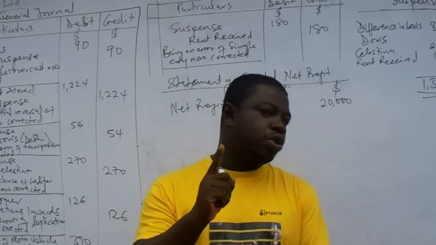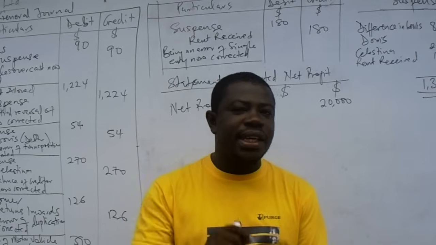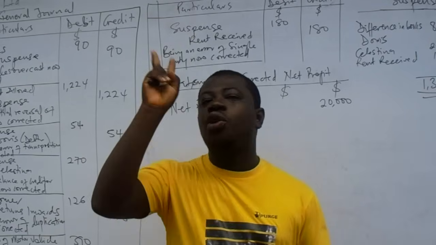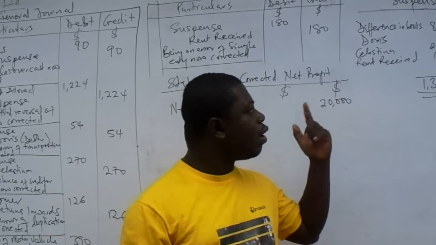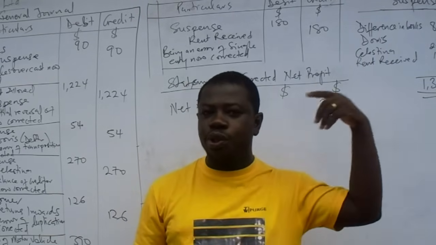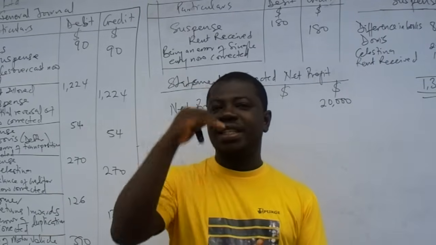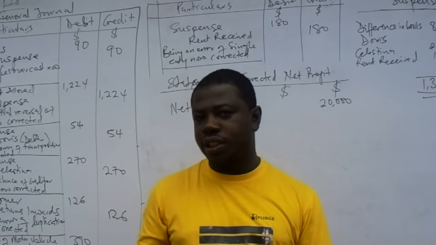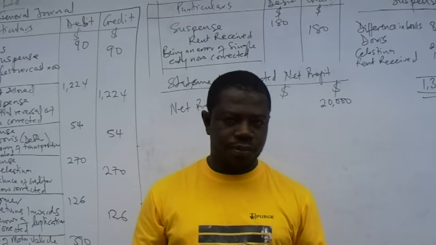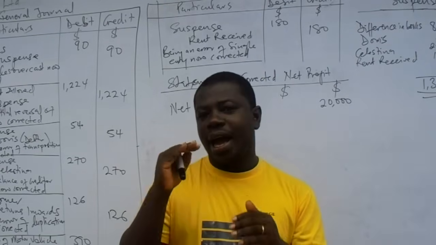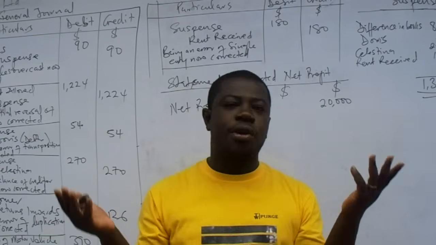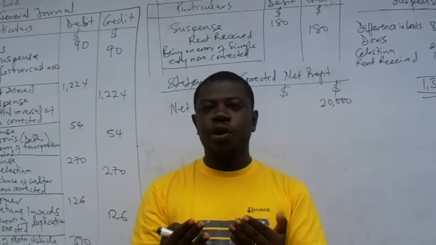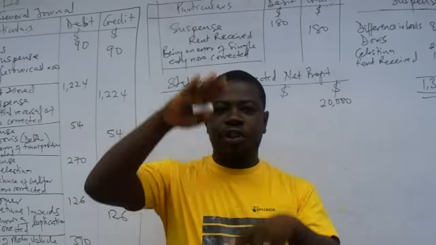Now, this is what you should note, that we have not just understated discount allowed by 612. We have understated it by the double figure of it. That is why when we were correcting, we doubled the amount before we posted to the suspense. So we have understated discount by $1,224, which is double of $612. And when you understate an expense like this, you are increasing your profit, because higher expenses means lower profit. And so if expenses are going low, profit is going high.